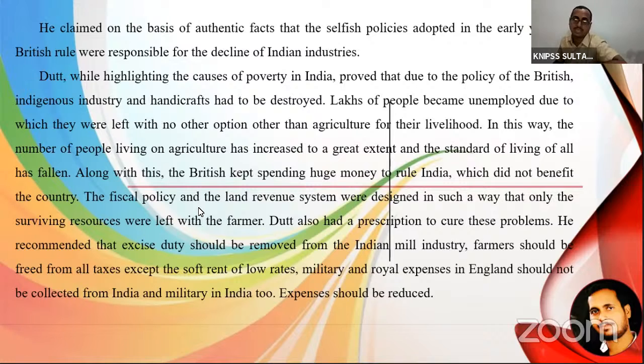He recommended that excise duty should be removed from the Indian mill industries. Farmers should be freed from all taxes and exempted with soft rent at low rates. Military and royal expenses in England should not be collected from Indians, and the military is not so much required for Indian administration. Expenses should be reduced by the British government, and by adopting these moves, the losses of the Indian economy would decline. This was the observation and the suggestions made by R.C. Datta.